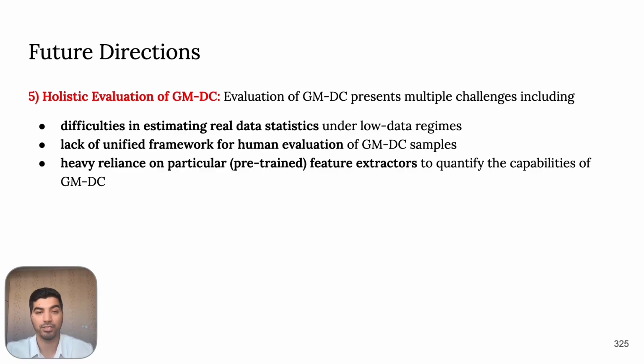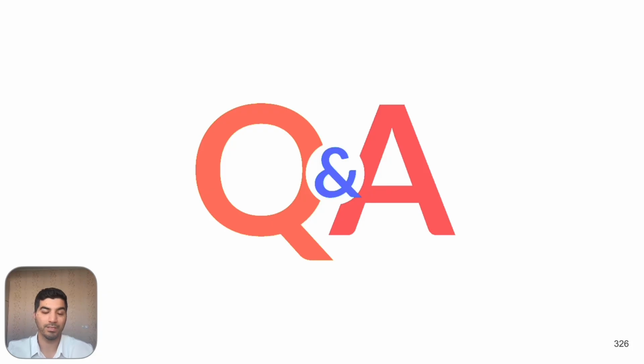Finally, another direction is holistic evaluation of generative modeling under data constraints. We discussed difficulties in estimating real data distribution, lack of unified framework, and heavy reliance on some pre-trained feature extractors. And all these directions can be explored for having a better and much stronger evaluation approach for generative modeling under data constraints.